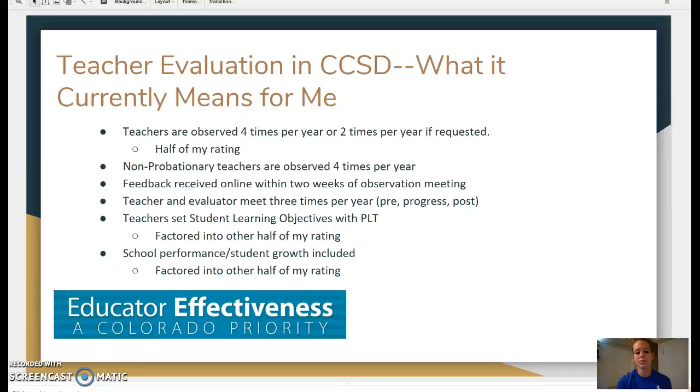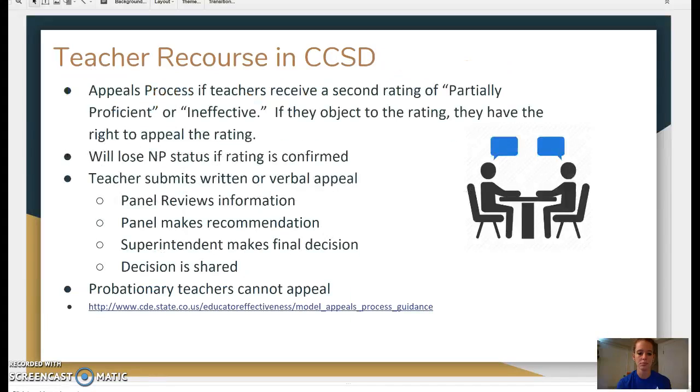So if those last 2 were deemed ineffective or partially proficient, it would not be enough to take my overall rating down to partially proficient or ineffective without similarly ineffective observations.